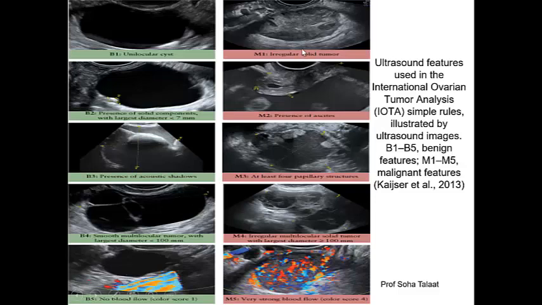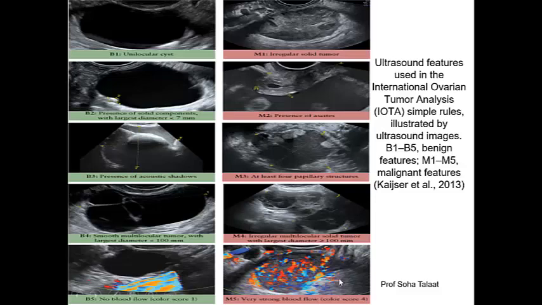On the counterpart, the malignant lesion has an irregular solid component, presence of ascites, presence of peritoneal implants, presence of papillary projections within the cyst more than 7 millimeter, an irregular multilocular solid component, the size more than 10 centimeter. However, the size is not so specific because sometimes we find benign lesions with a very large size, like the serous cystadenoma. It may reach a very large size.